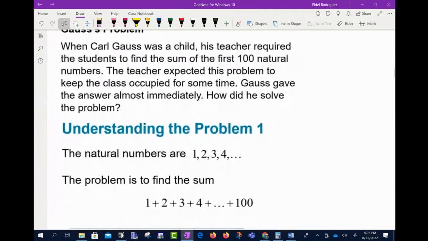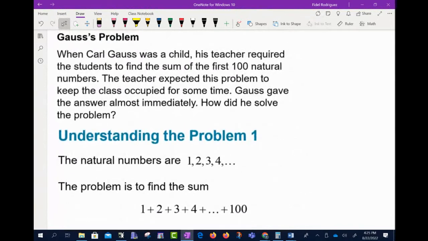It's called Gauss's problem. And it says when Carl Gauss was a mathematician, born a whole long time ago, right? I don't know exactly when. Was a child, his teacher required the students to find the sum of the first 100 natural numbers. The teacher expected this problem to keep the class occupied for some time, and Gauss gave the answer almost immediately. How did he solve the problem?